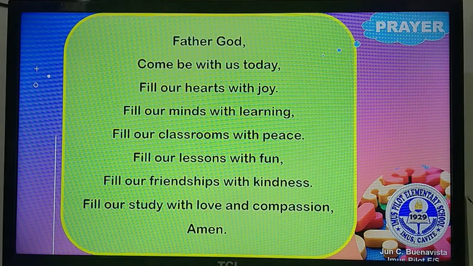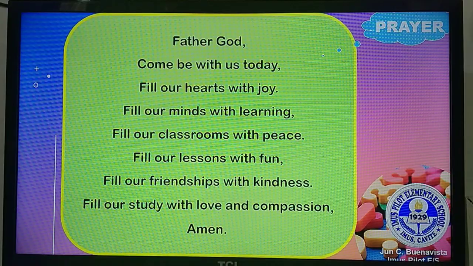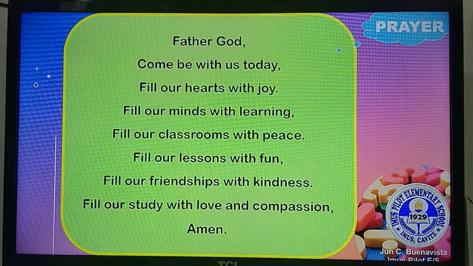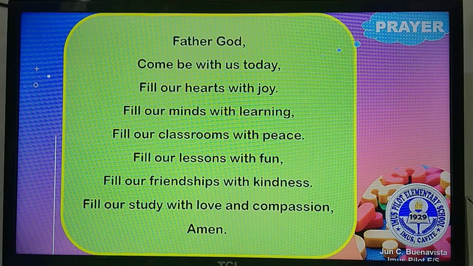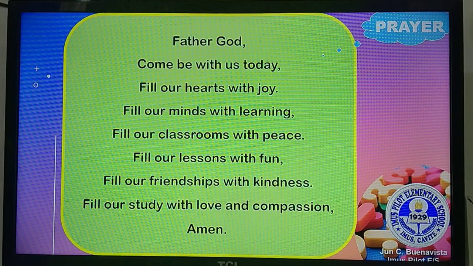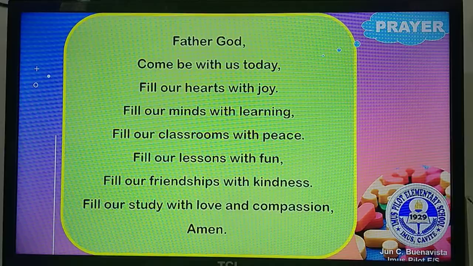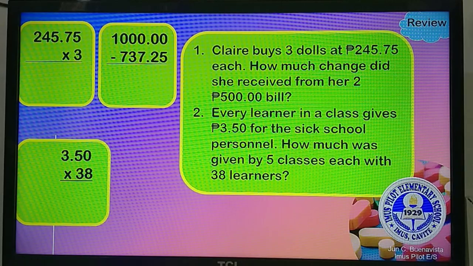Father God, come be with us today. Fill our hearts with joy. Fill our minds with learning. Fill our classrooms with peace. Fill our lessons with fun. Fill our friendships with kindness. Fill our study with love and compassion. Amen.